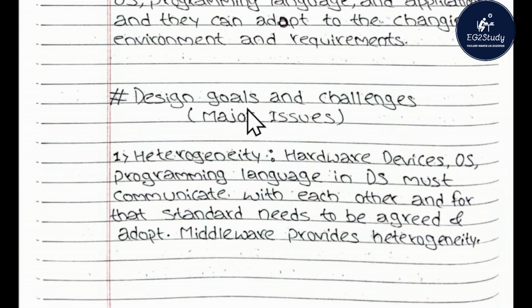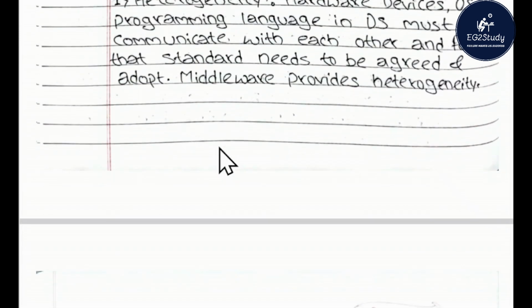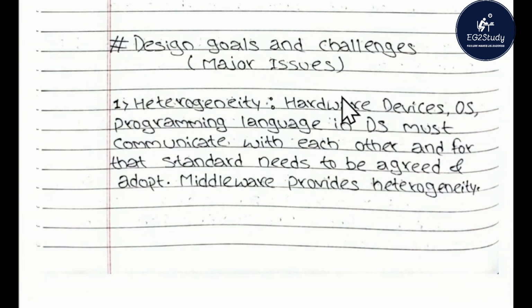Design goals and challenges are major issues. The points are the same, but the inner descriptions are somewhat different from the characteristics of distributed systems. Heterogeneity. Hardware devices, operating systems, and programming languages in a distributed system must communicate with each other, and for that, standards need to be agreed and adopted. For this, middleware provides the heterogeneity. We will study middleware in the next video.